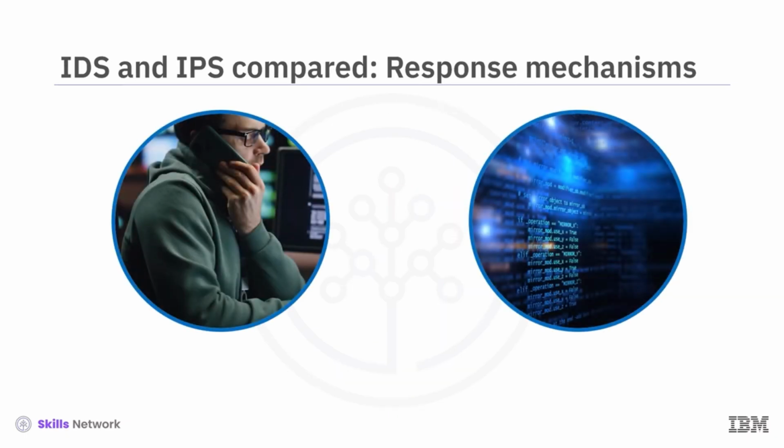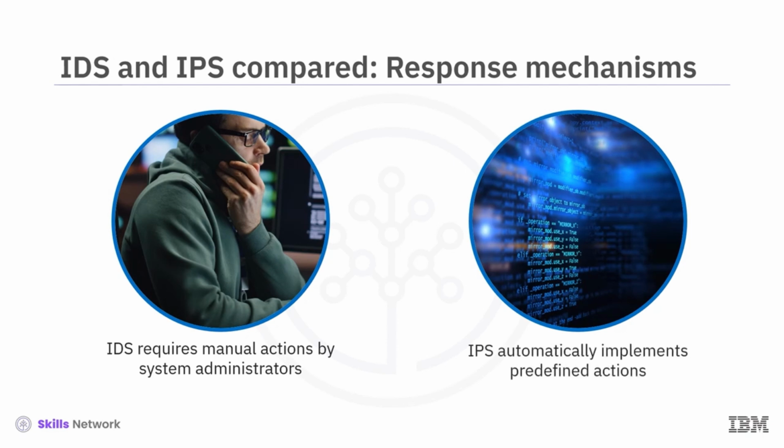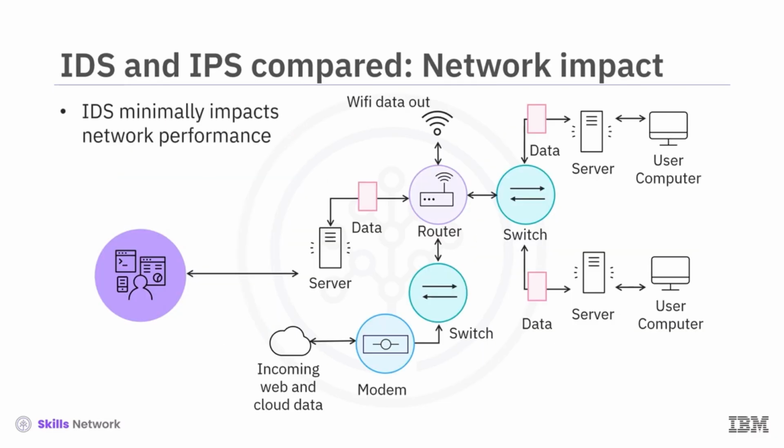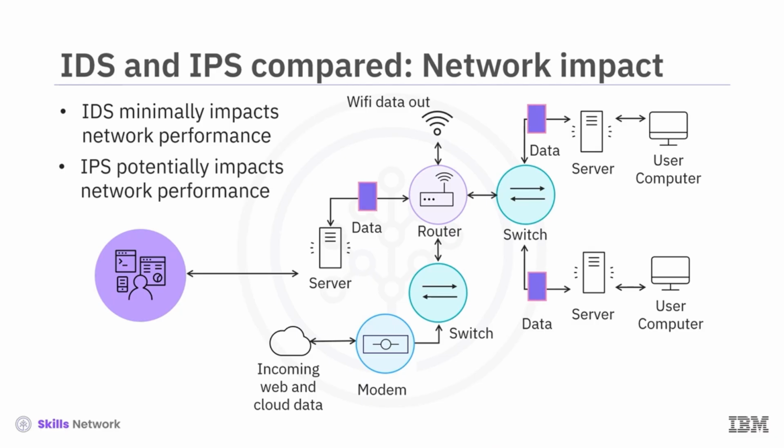IDS and IPS also have different response mechanisms. Intrusion detection systems alert administrators to suspicious activities, relying on those administrators to take manual action. However, intrusion prevention systems automatically take predefined actions to block or mitigate threats without human intervention. IDS have minimal impact on network performance because they operate out of band, whereas IPS potentially impacts network performance as it inspects and filters all traffic in line.